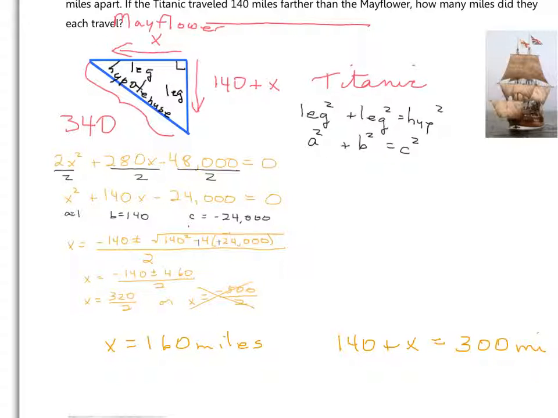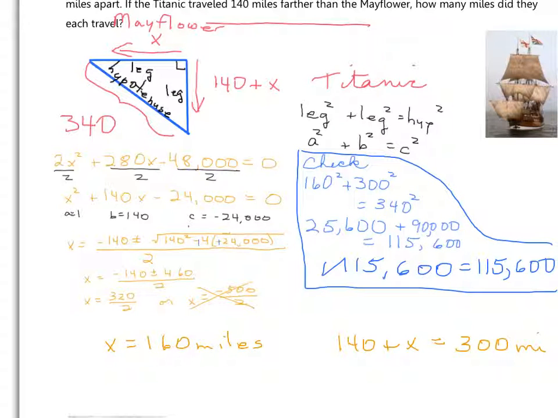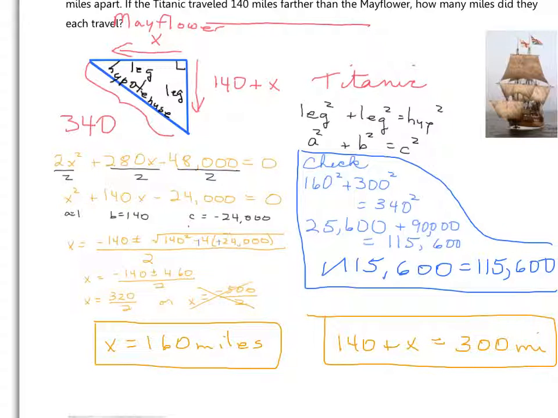And it's always a good idea to check your answer. So if x is 160 miles, that means 160 squared plus 300 squared, the sides squared, should equal 340 squared. And if you put that in the calculator, I think you'll see that that is correct. So your final answer is 160 miles for the Mayflower and 300 miles for the Titanic.